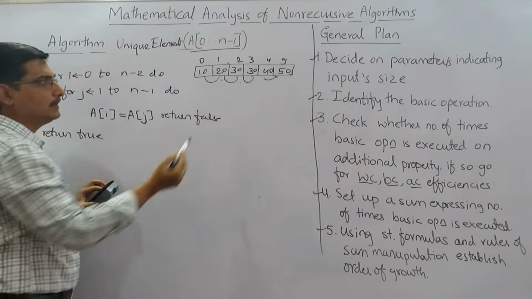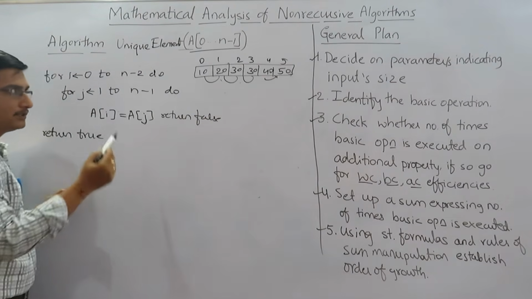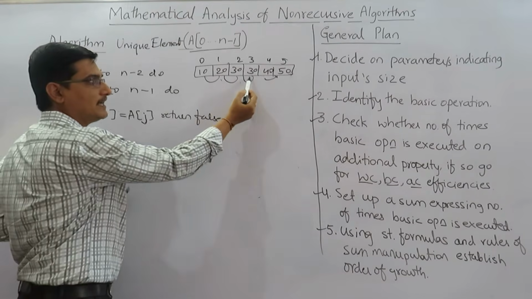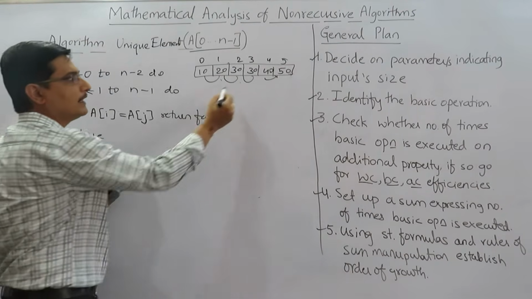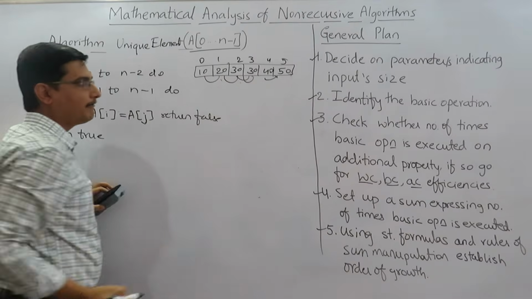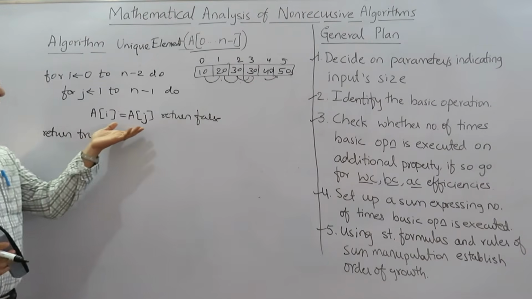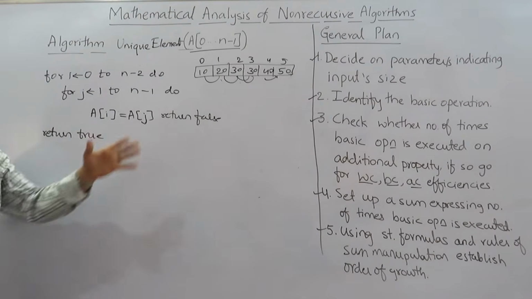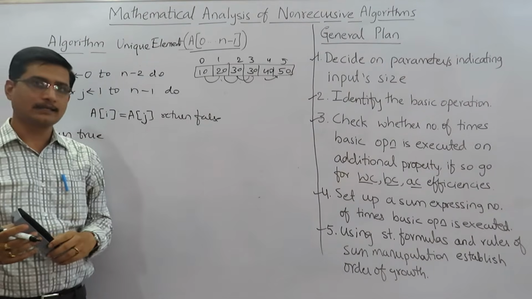They are not equal. Similarly, no other elements will match. Now again, i is incremented to 2 and j is equal to 3. Now these two elements are the same. A of i and A of j are the same, so it is going to return false. So we will apply this general plan to analyze this algorithm.